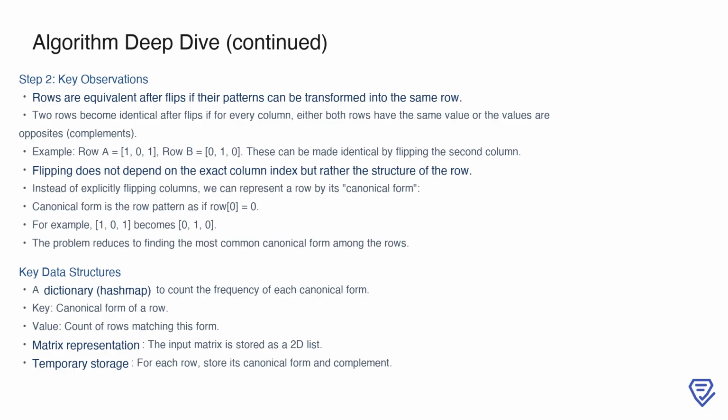To simplify the problem, we can use a canonical form, which represents the row pattern as if the first element of the row were 0. For instance, 1 0 1 transforms into 0 1 0 as its canonical form. This reduces our task to finding the most common canonical form among the rows. To achieve this efficiently, we use a dictionary, or hash map, to count the frequency of each canonical form. The input matrix is stored as a 2D list, and we will generate and store these canonical forms for all rows.